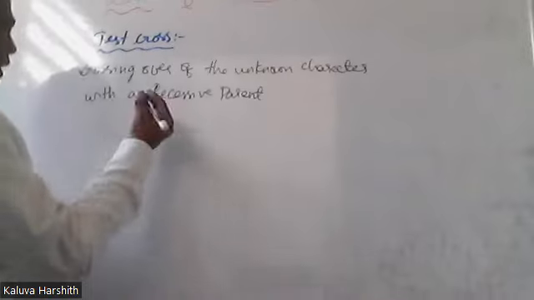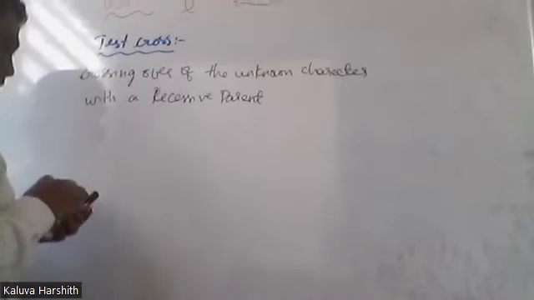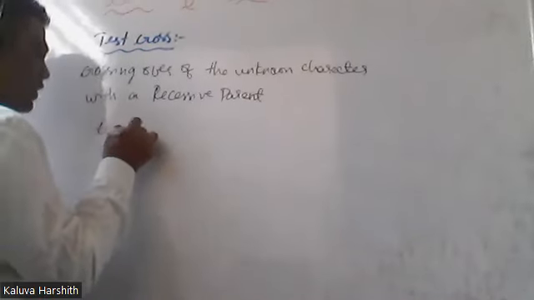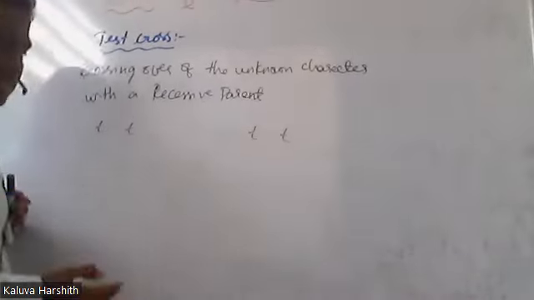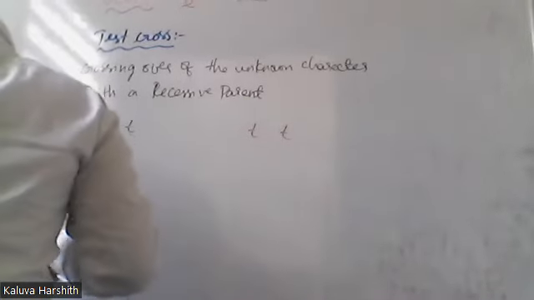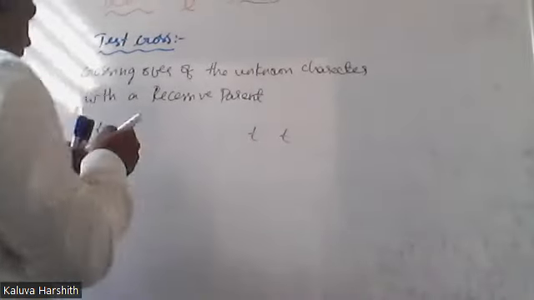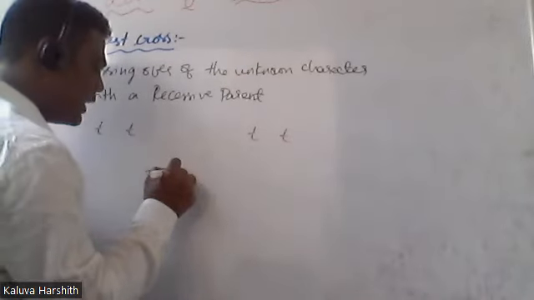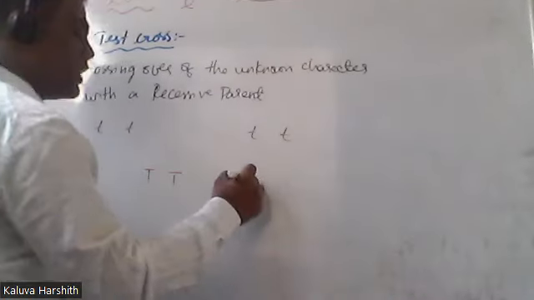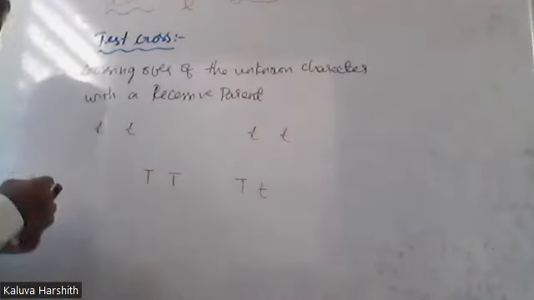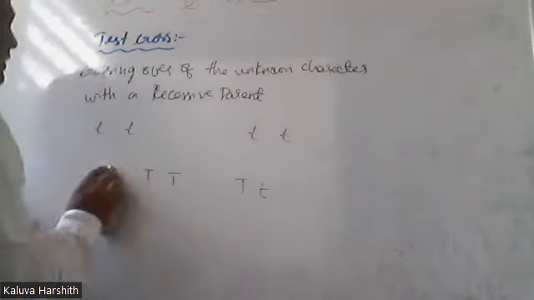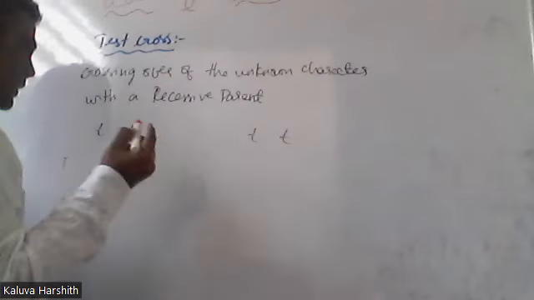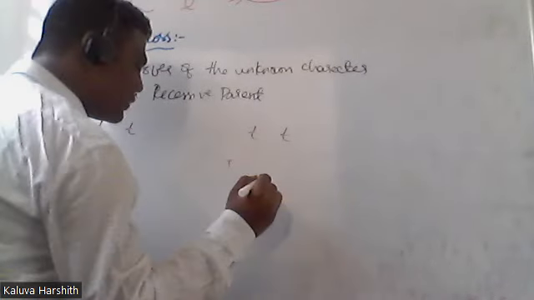First, I'm taking the recessive parent. Let me say small t, small t, small t, small t. Dwarf and dwarf, dwarf and dwarf, two characters I have taken. Unknown character, maybe it can be capital T, capital T, or it can be capital T, small t. Let me organize it. It may be capital T, small t, or capital T, capital T.